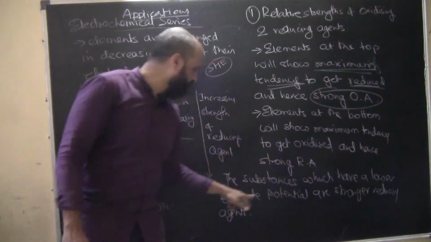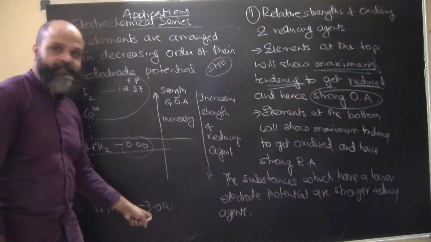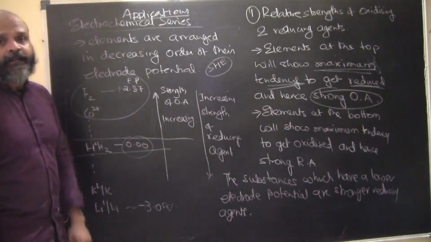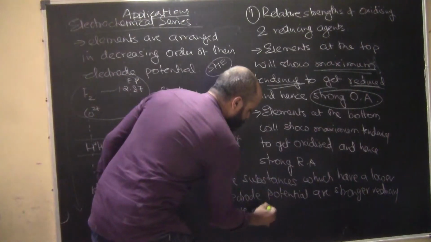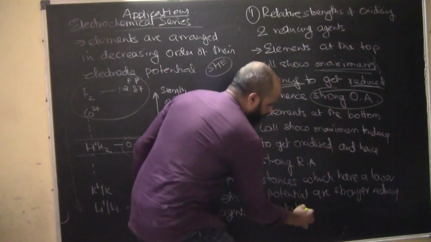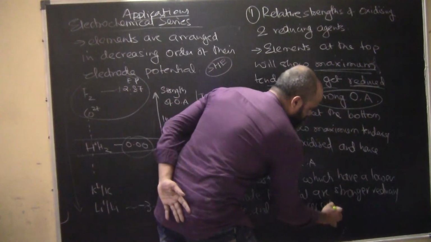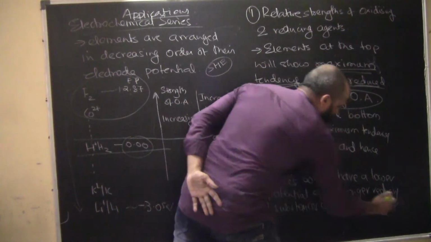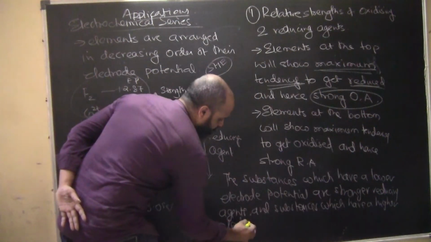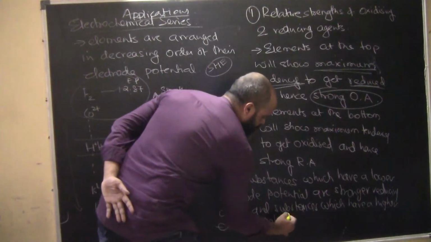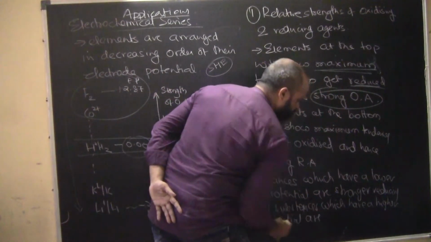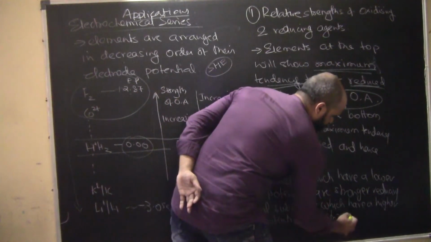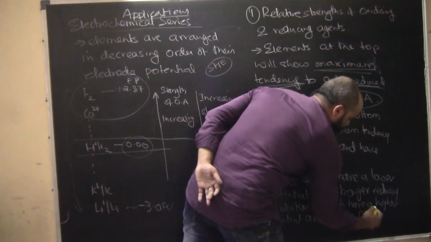So substances which have a lower electrode potential, which means this category less than hydrogen, are stronger reducing agents, and substances which have a higher electrode potential are stronger oxidizing agents.